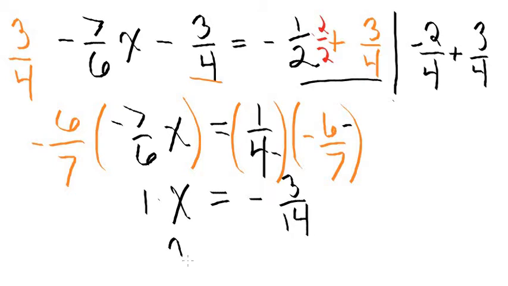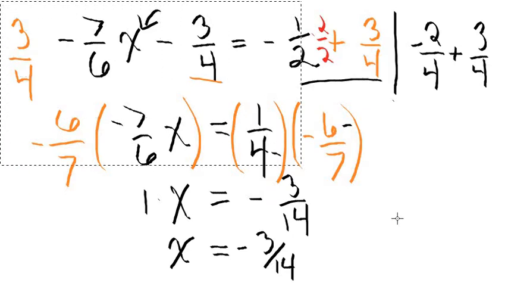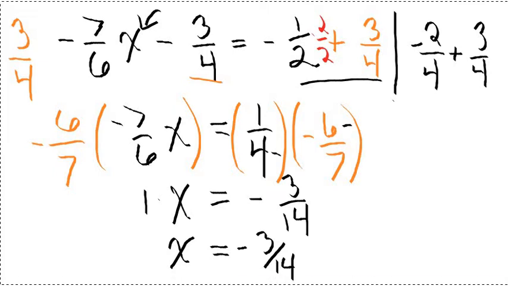And of course we don't write that with the 1 out front, so we have negative 3/14. And always check your work. You can go back and plug it into x here, and the left hand side should equal that negative a half over on the right hand side. Okay, good enough. I think we've got time to work another one here. Let's go ahead and clean that up.